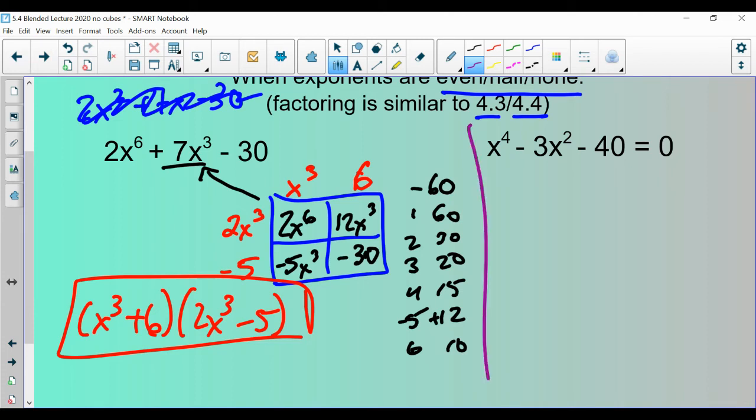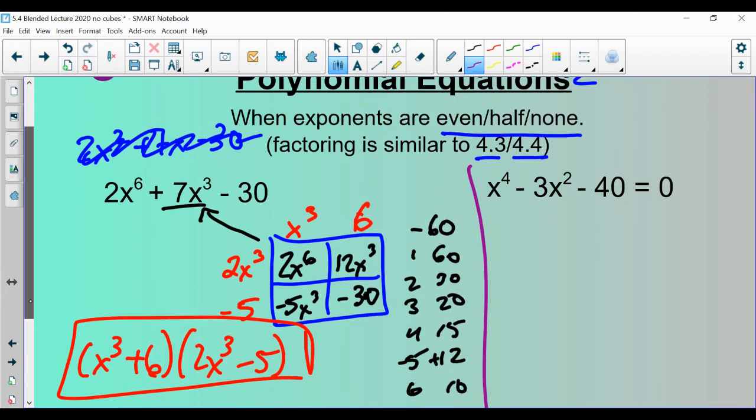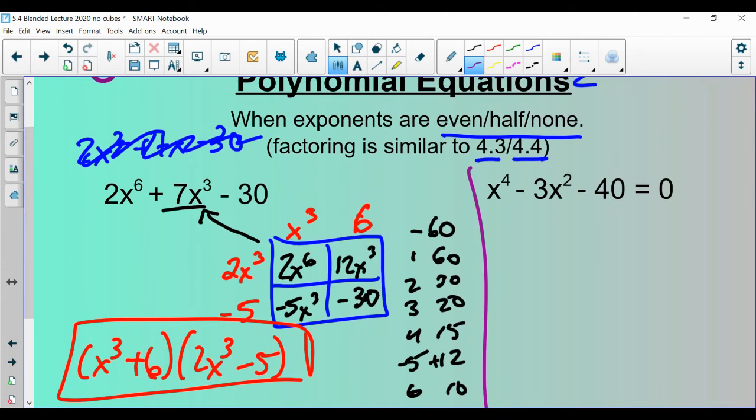So let's go ahead and try this one. If you wanted to use the box method, that would take you to the right answer. But notice that this one doesn't have a number in front of x to the 4th. It does fit this pattern, even exponent, half of that exponent, and then none. But we can just factor this using the method from 4.3. We can just list the factors of negative 40, 1 and 40, 2 and 20, 3 doesn't, 4 and 10, and 5 and 8.